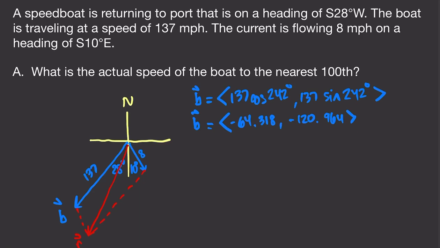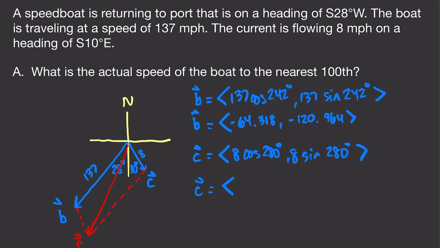Okay, next, let's get our current vector, let's call that one C. Again, the current has a magnitude of 8, so I know it's going to be 8 cosine something, 8 sine something. Again, the tricky part here is getting the angle. I need the angle that represents that. In this case, I'm going to take 270 plus 10 degrees to get that angle. So this is going to be 280 degrees here. And again, I'll throw that into the calculator and round to the nearest thousandth.